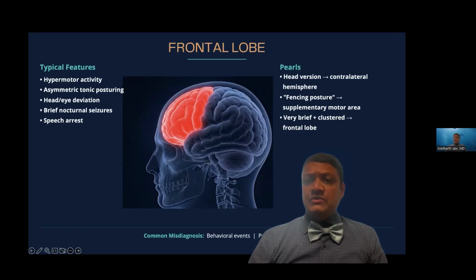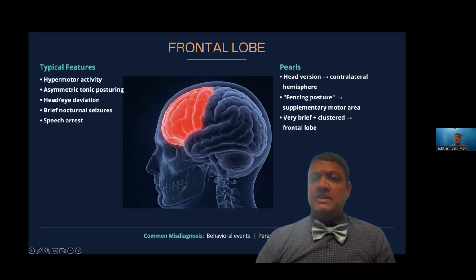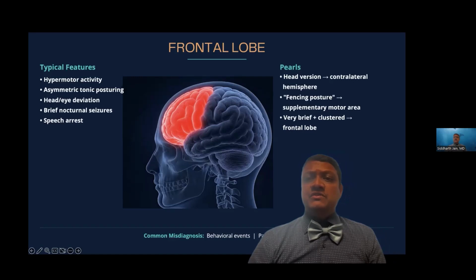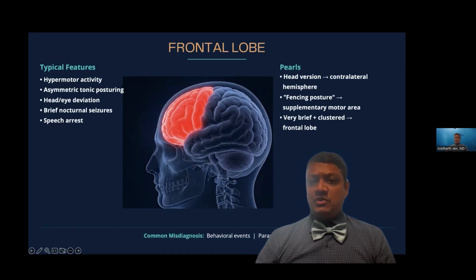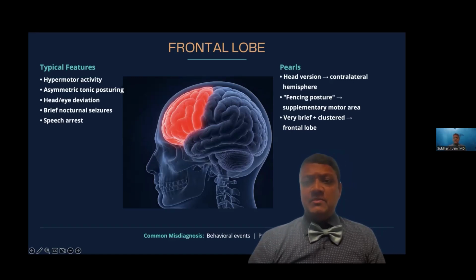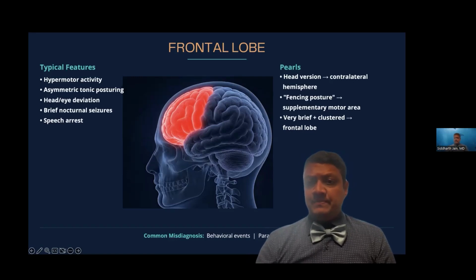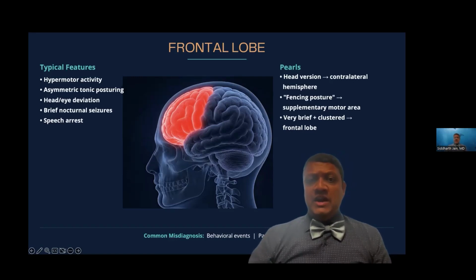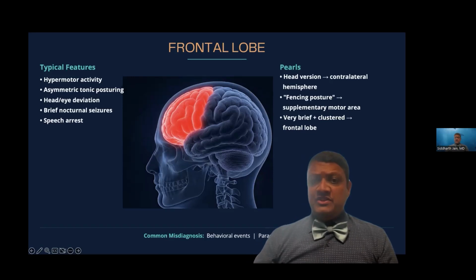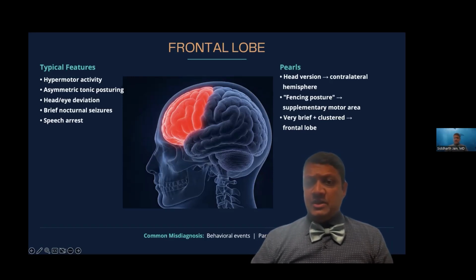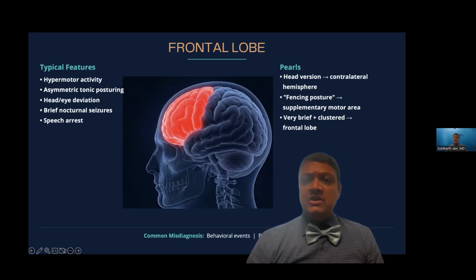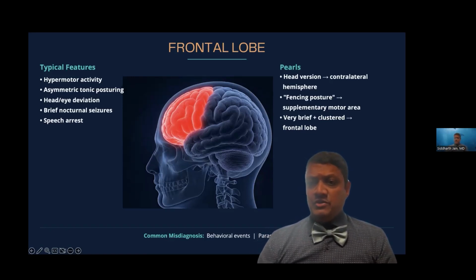Other features include speech arrest, a sudden inability to speak during preserved awareness, such as with involvement of the dominant frontal lobe, especially Broca's area and the supplementary speech area. Head version, as we discussed, and fencing posturing are common features of seizures arising from the frontal lobe.